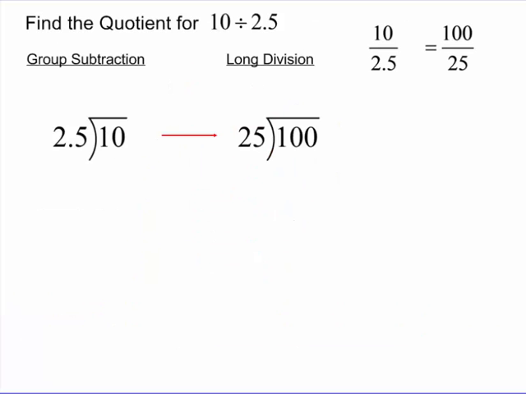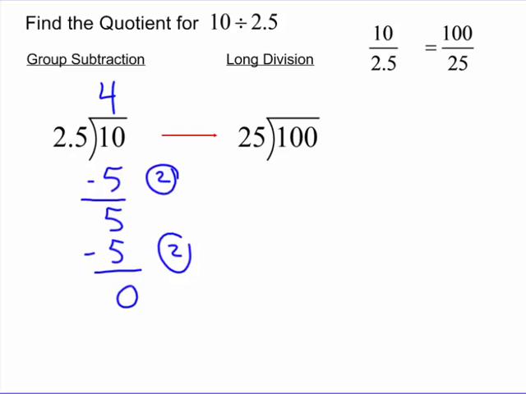So group subtraction, 2.5 divided into 10. So I know that 2 groups of 2.5 is 5. So when I subtract that, I'm left with 5. I subtract another 2 groups of 2.5, and I have 0 remainder. I count up how many groups I have, and there's my 4 again.